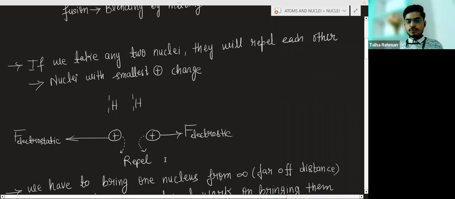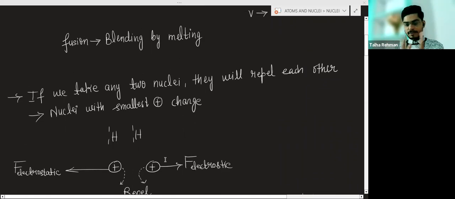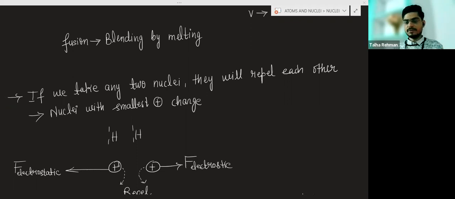So now what do you want? You want to combine these two nuclei, but they are repelling. To combine them, you have to do some extra work. Means you have to give some extra energy to the nuclei, and the extra energy that you give to these nuclei will be given in the form of kinetic energy.